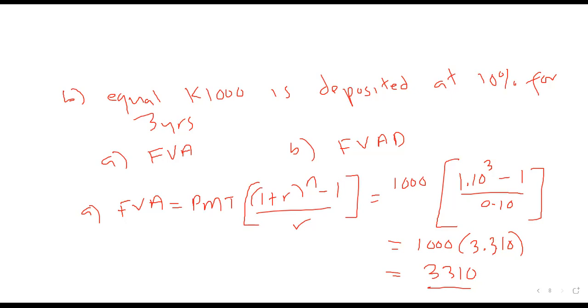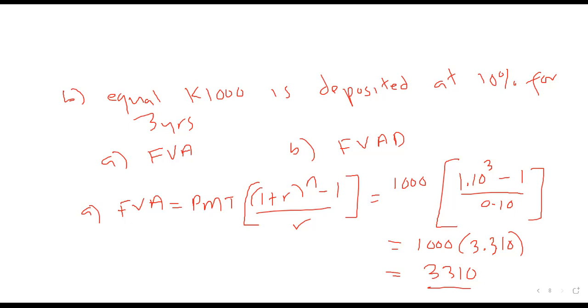Hello, Innocent. Sorry, Collins. I got lost. Okay. On the 3,310, is that the final answer? Yes, the 3,310 is the final answer when you multiply it by the 1,000. So it's 1,000 times 1.1 to the power 3 minus 1, over the rate, which is 0.1. Okay, right, that's fine.